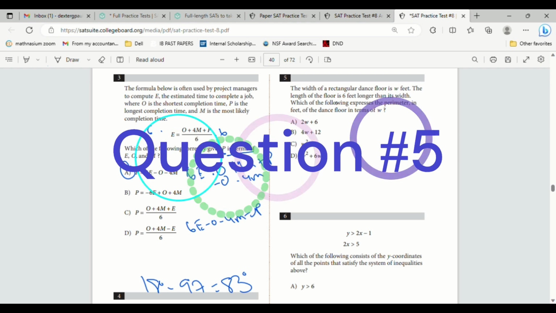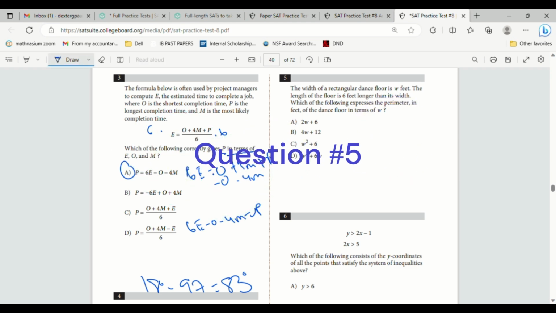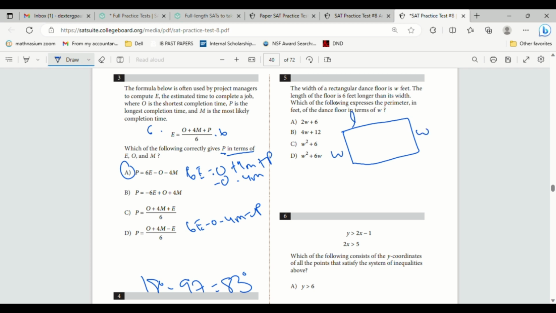Number 5, the width of a rectangular dance floor is W feet. The length of the floor is 6 feet longer than its width. Which of the following expresses the perimeter in feet of the dance floor in terms of W? So we can draw out this rectangular dance floor. We have our widths, and we have our lengths. But our length equals the width plus 6 feet, because the length is 6 feet longer than the width.